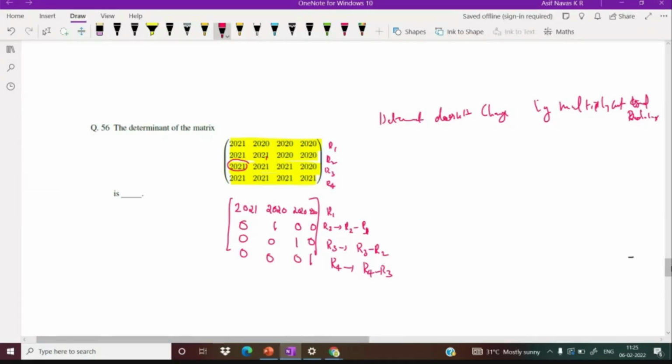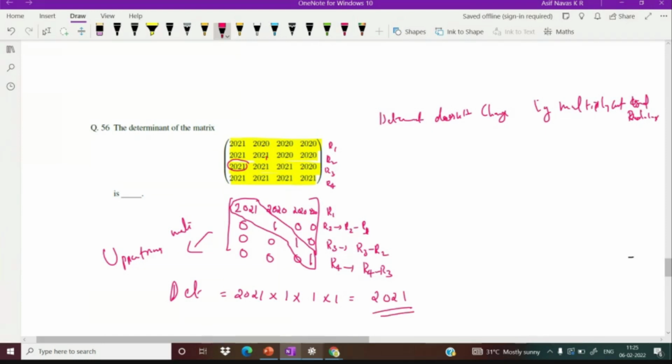I told you that this kind of operation doesn't change the determinant. So this is an upper triangular matrix. Therefore the determinant is the product of the diagonal entries, that is 221 into 1 into 1 into 1. So the answer is 221. So these are very easy questions.